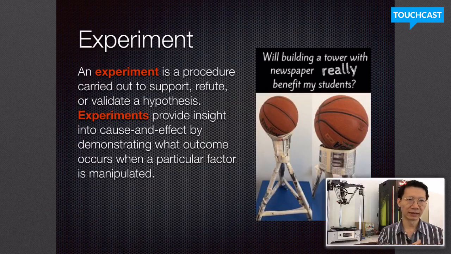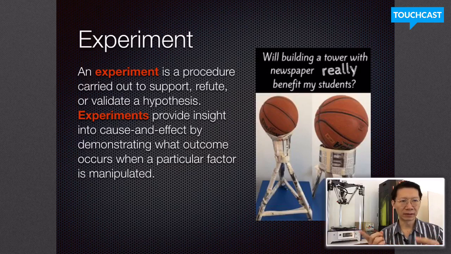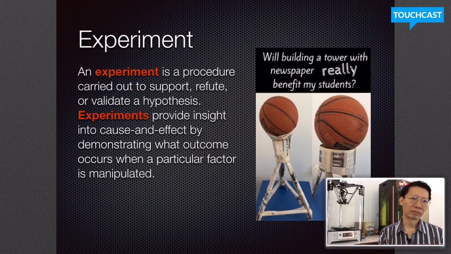what will happen next? In this one you can see the image of the basketball, and you may make a newspaper structure to handle the weight of the basketball and check whether it's working or not. If it doesn't work, you may change or manipulate the condition of testing.